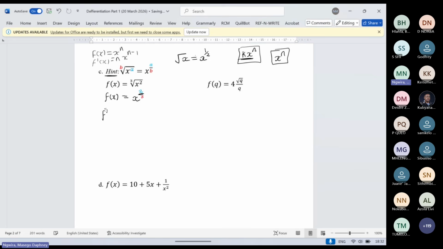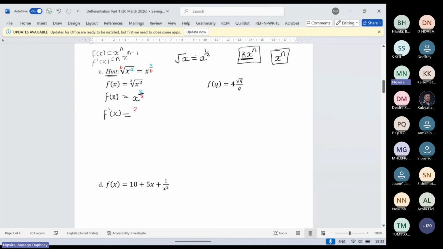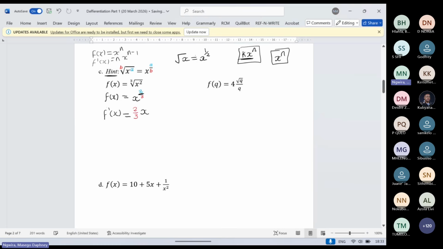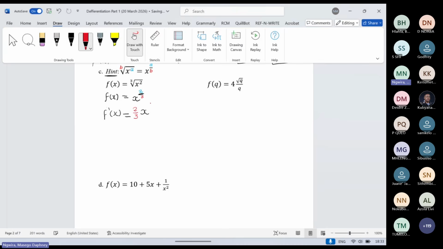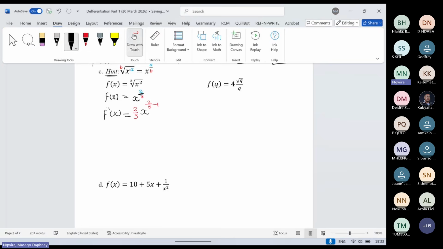f prime x is equal to, you take your power, which is 2 over 3. You are going to take this 2 over 3 and write it here. This will be 2 over 3. And then when you are done, you minus 1 from that 2 over 3. So 2 over 3 x, and this will be 2 over 3 minus 1. That's what we mean. 2 over 3 minus 1. That's what you're doing. And then now you get your answer. Now you're done. This is the prime.